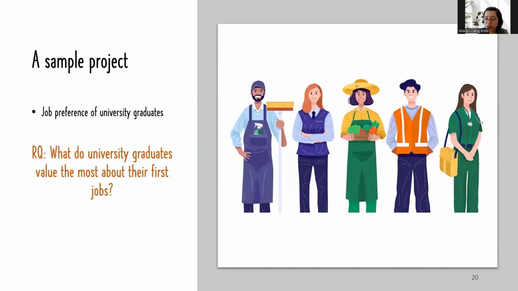First of all, let's suppose that we want to understand the job preferences of university graduates. We want to know what they value, and what the important considerations are when they look for their first job. So here is our research question: What do university graduates value the most about their first job? This is a very appropriate research question to be answered using a discrete choice experiment, because here we want to know how they make their job decisions, how they make trade-offs, and what the most influential factors are in their job choices.